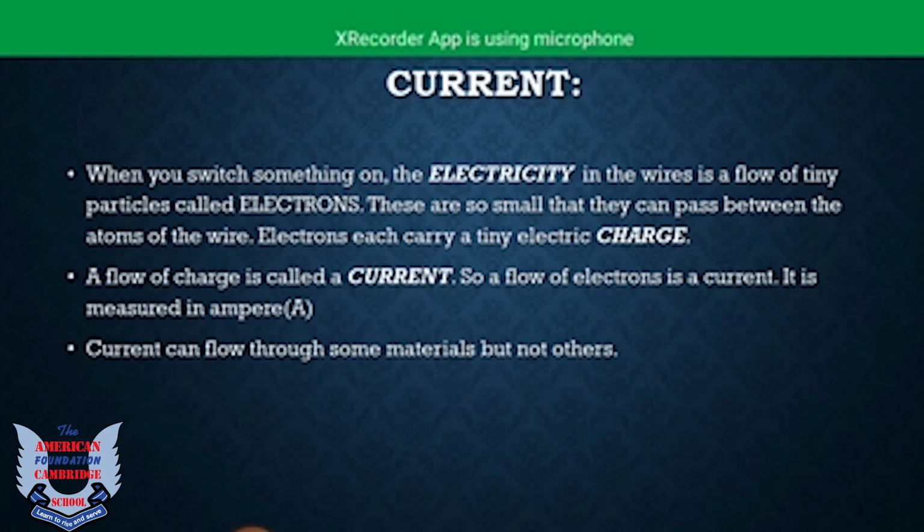Current. The flow of charges in a wire or through a conductor in a single direction is known as current. When you switch on something, the electricity in the wire is the flow of tiny particles, and as we have discussed, these are electrons and they carry the negative charge. They are so small that they can pass between the atoms of the wire and they carry a tiny charge. So we can conclude the flow of charge in a wire is known as current. It is measured in ampere, and the symbol should be written in a capital letter because it is the unit which is named after a scientist.